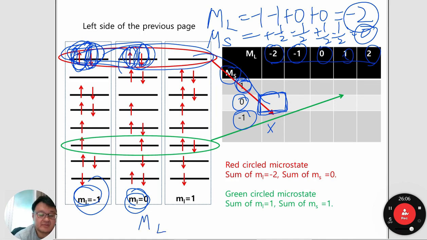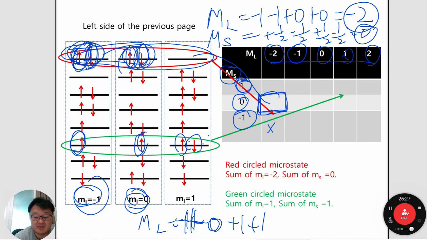ML value: minus 1, 0, and then plus 1. So for this microstate, the magnetic quantum number is minus 1, 0, 1, and the total is 1. Okay, that should be 1.